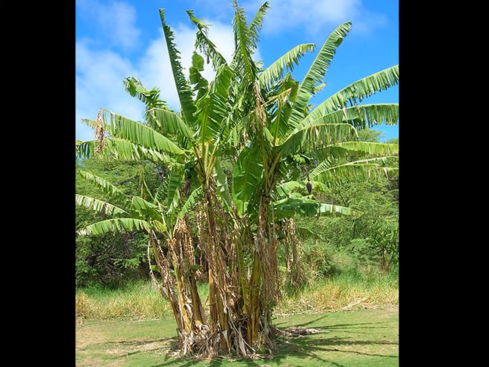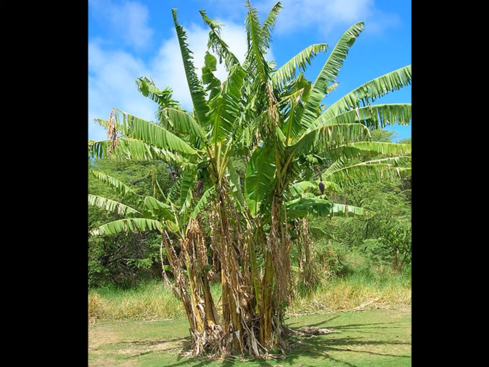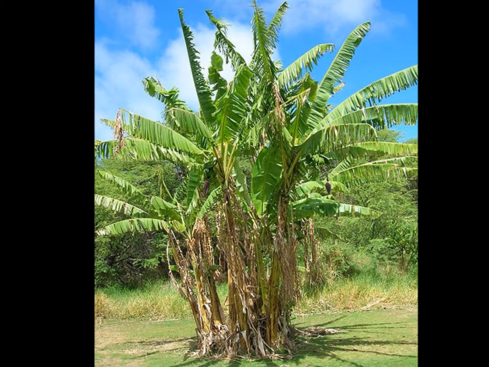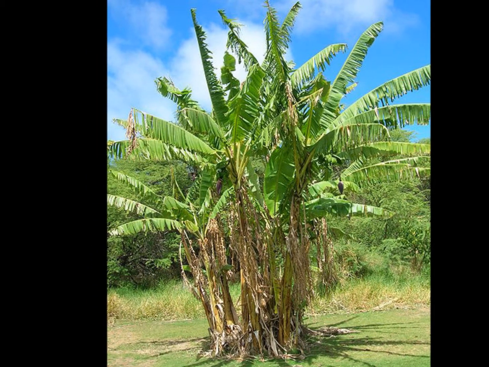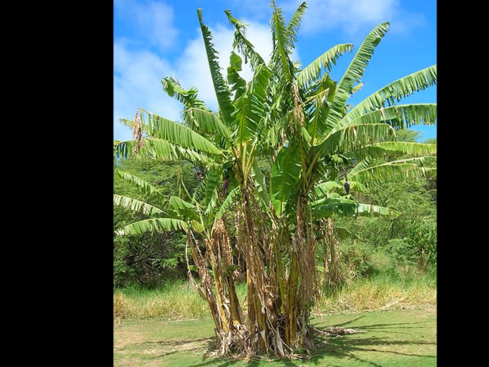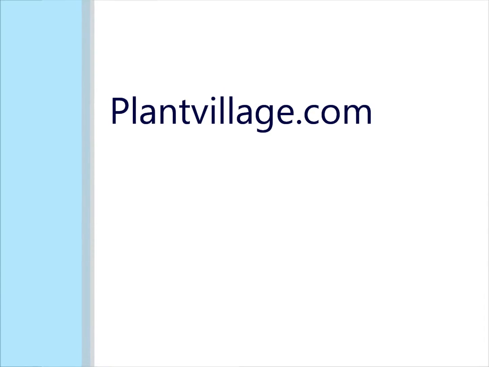The use of disease-free seed pieces is important for future growth of other banana plants. It is also important to be vigilant in the monitoring of banana plants to ensure that they do not exhibit symptoms of Panama disease.